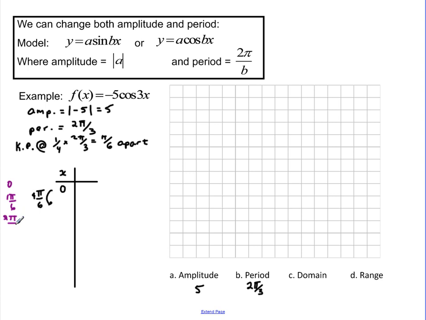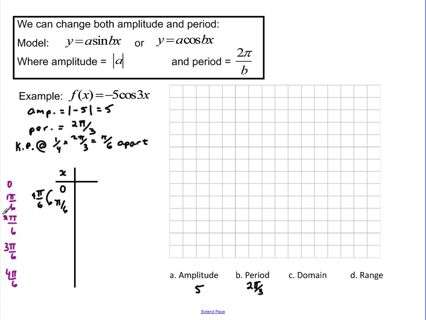Notice I'm not reducing at the moment. We will in a moment. One more gives us 3 pi over 6. One more increment of pi over 6 gives us 4 pi over 6. But in our table, we're actually going to reduce these values. So 1 pi over 6, well, that's not reducible. Pi divided by 6 is our first key point.